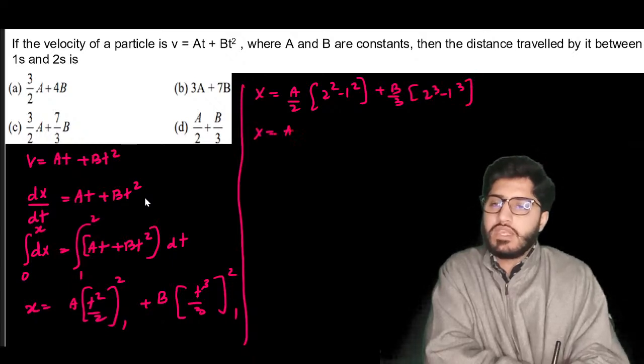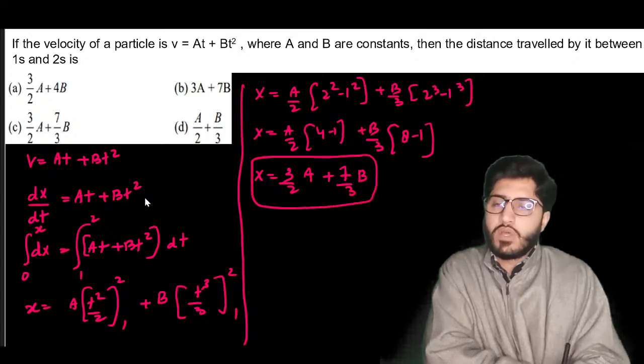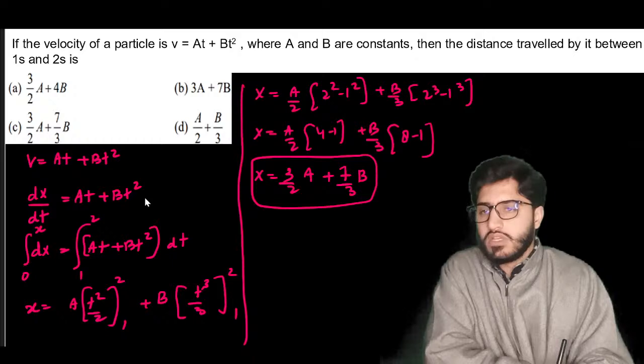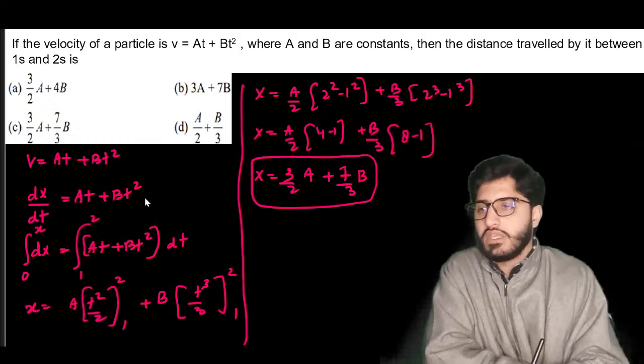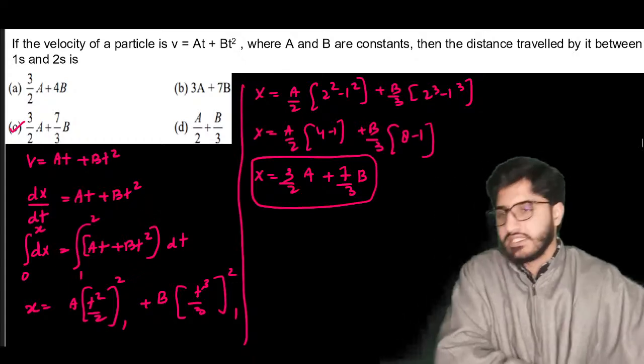X came out to be a by 2 times 4 minus 1, plus b by 3 times 8 minus 1. So it is 3 by 2 a plus 7 by 3 b. This is my required answer. I need to match it now. 3 by 2 a, 7 by 3 b. Option number C is correct.